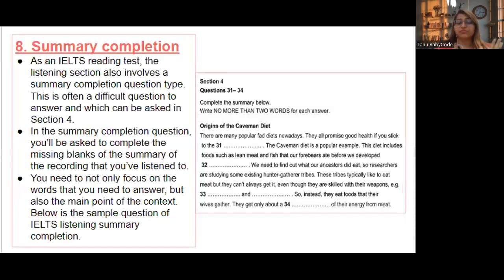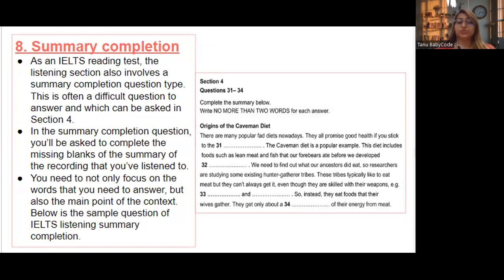Next is summary completion. Summary completion comes in section 4 of listening. Reading also contains summary completion, and listening also contains it, and this is often a difficult question, which is generally asked in section number 4. Here you will be asked to complete the missing blanks of the summary of the recording that you have listened to.